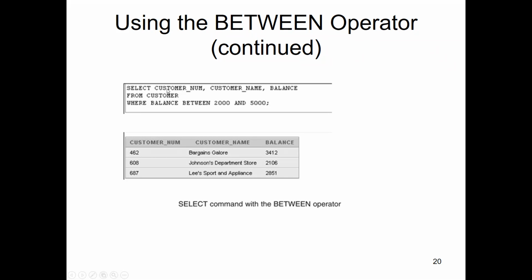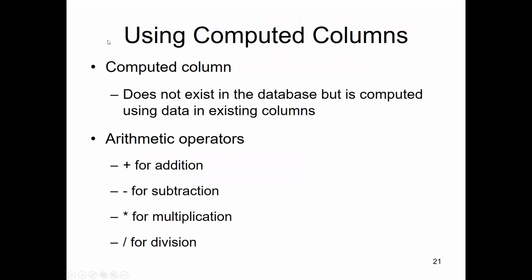We're getting from the table only these three columns, and the rows that are returned must be in this range between 2,000 and 5,000. And what you see is the three columns. That's the select of three columns, and you can see that the balance must be no less than 2,000 and no more than 5,000. And so that has worked.